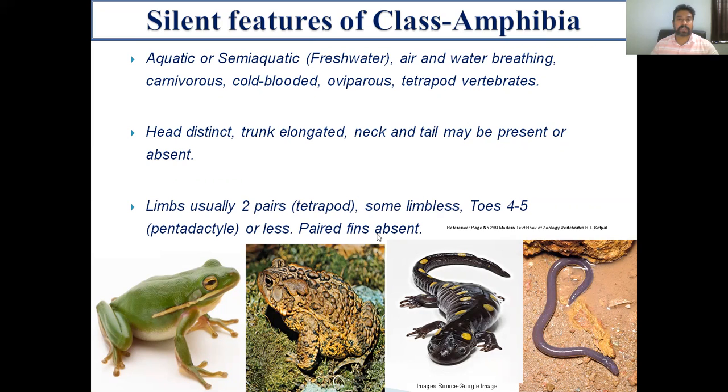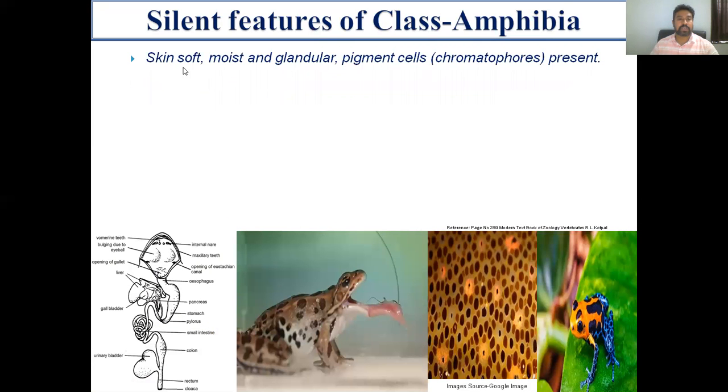The skin of class Amphibia is soft, moist, glandular, and contains pigment cells called chromatophores. The skin is soft in nature and moist due to the presence of mucus glands, because amphibians show cutaneous respiration, means they respire with the help of the skin. These chromatophores are the pigment cells, and due to them amphibians have different, brilliant colors, as we have seen in various frogs.